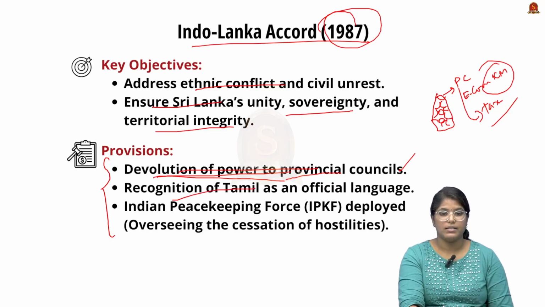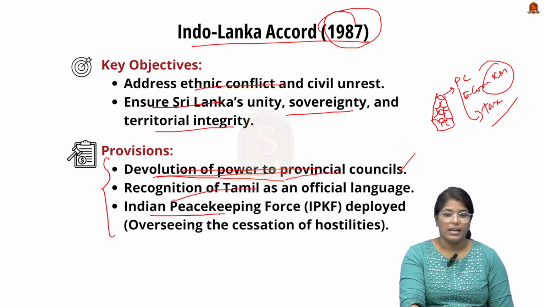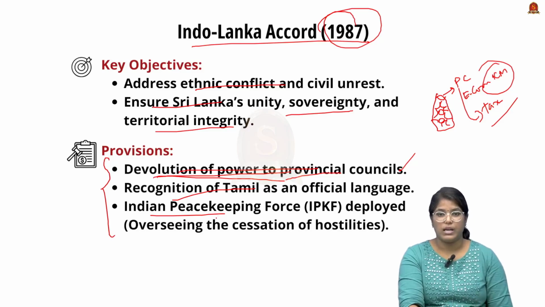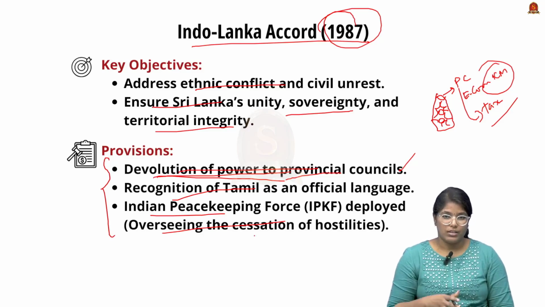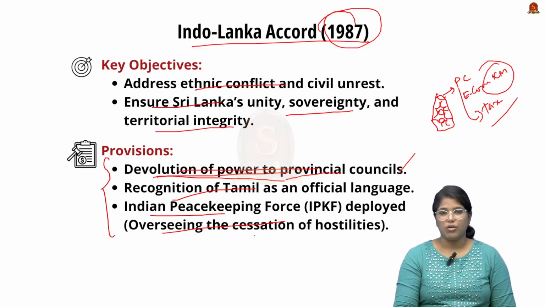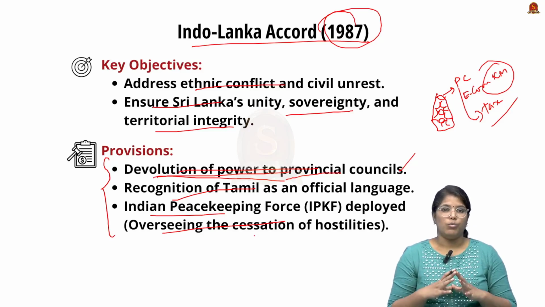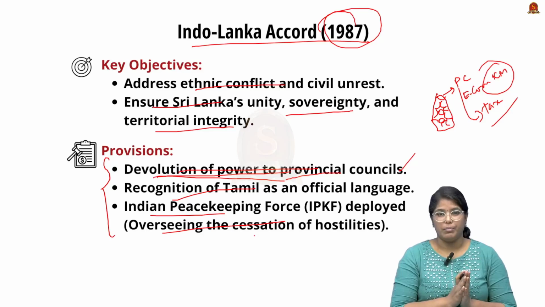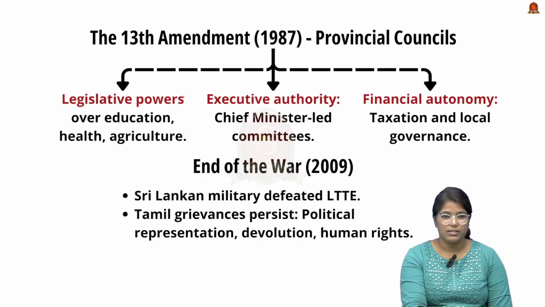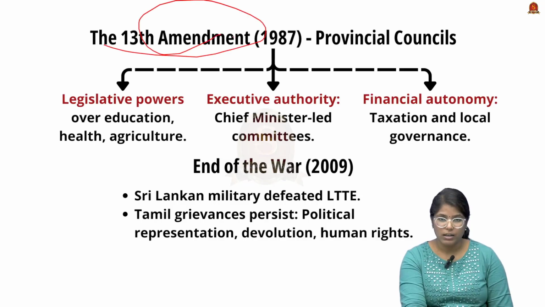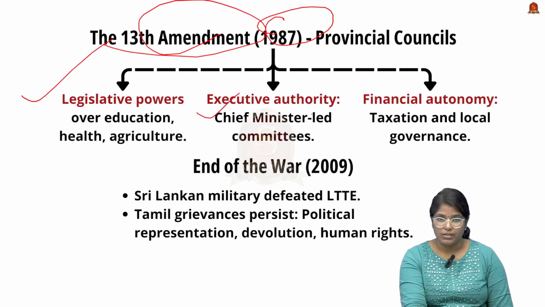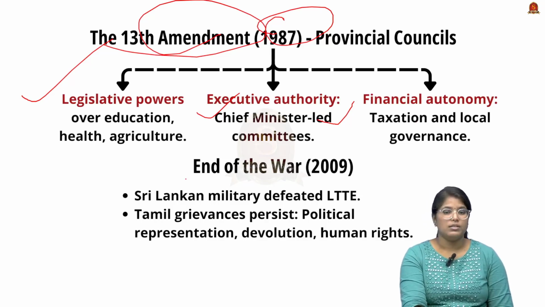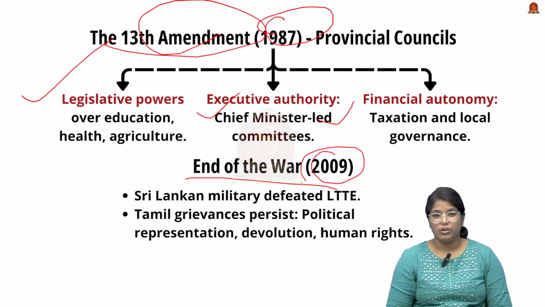Then it recognized Tamil as an official language, and an Indian peacekeeping force was deployed under this Indo-Lanka Accord. This led to the cessation of hostilities, which means the war was stopped between the two communities for a particular period of time. Now moving on, this accord led to the 13th Amendment in 1987, which had all three aspects which we discussed just now: firstly the legislative power, then the executive power, and then the financial autonomy. The war ended in 2009.